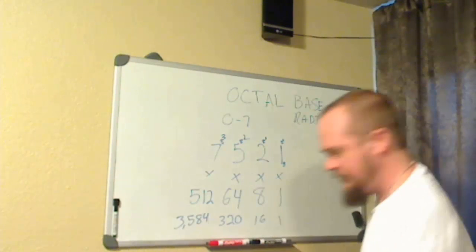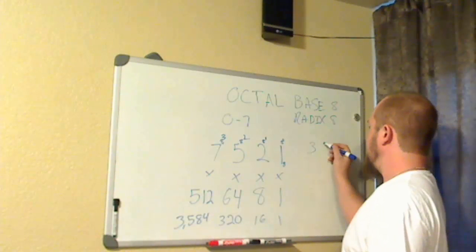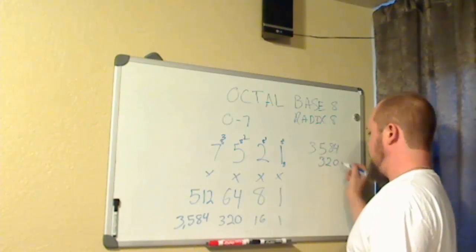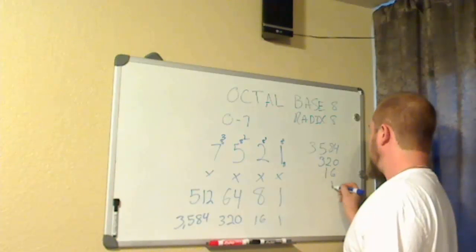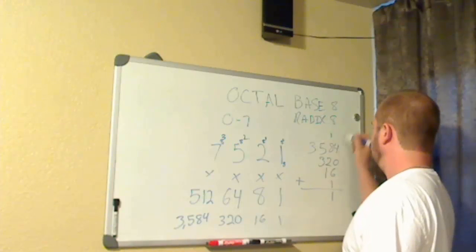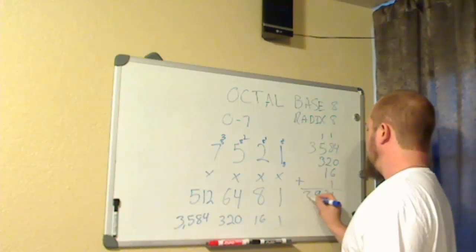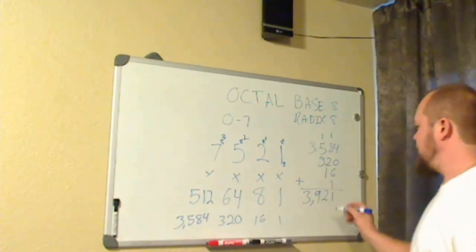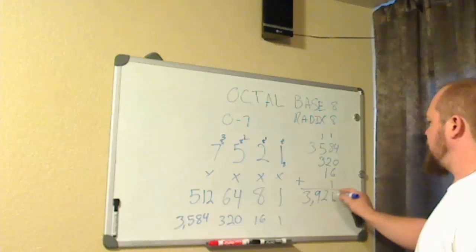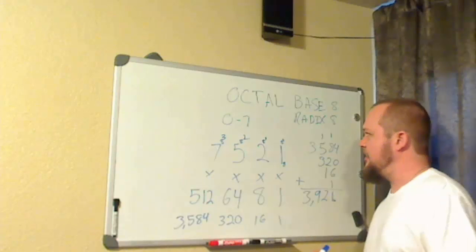Now, if we take these numbers and add them together, 3,584 plus 320 plus 16 plus 1, we would have 3,921 in decimal. So 3,921 in decimal is the equivalent to 7521 in octal.